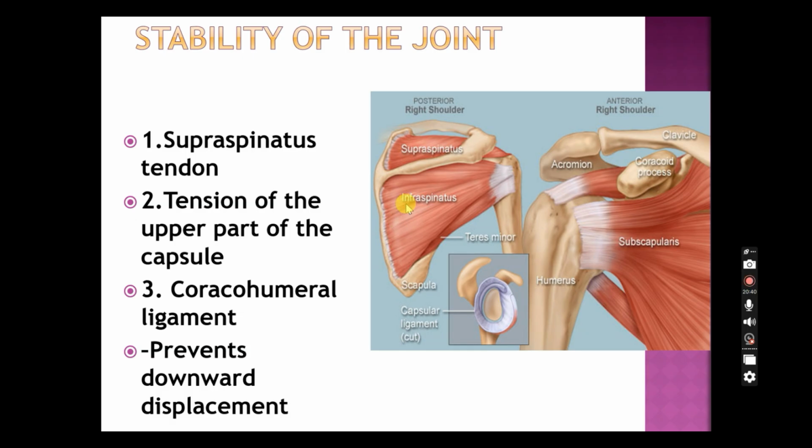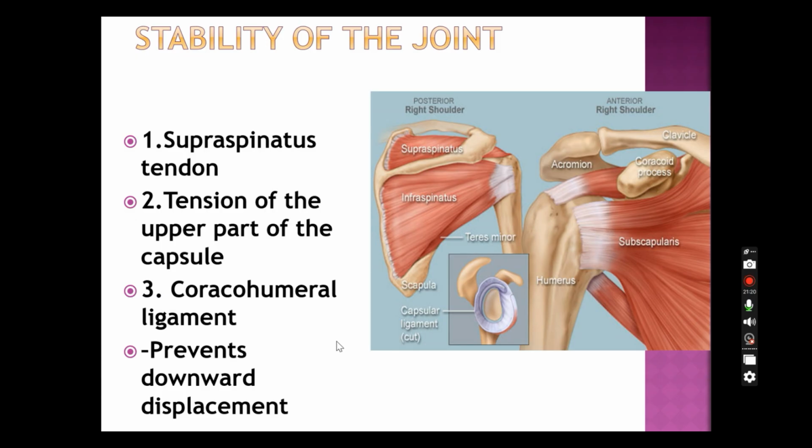Supraspinatus tendon. When the head of the humerus tends to slip downwards, that will be prevented by the upper part of the fibrous capsule, which naturally gets strained at that point. When the head comes downwards, the upper part of the capsule becomes taut. In the same way, the supraspinatus tendon also prevents the downward dislocation of the head of the humerus.